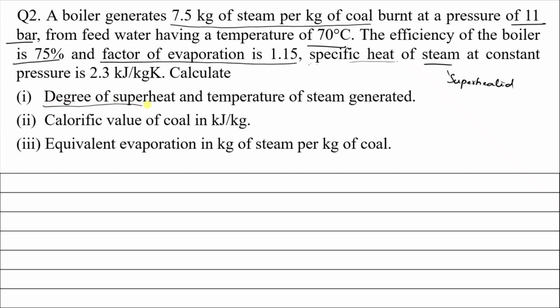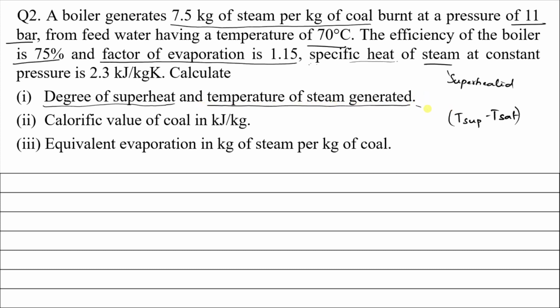When I am talking about superheated steam, there is the terminology called degree of superheat. Very simply, the degree of superheat is T sup minus T sat, where T sat is the saturation temperature for the given pressure and T sup is the temperature of the steam. The difference, how much the steam temperature is above its saturation temperature at that pressure, is known as the degree of superheat.